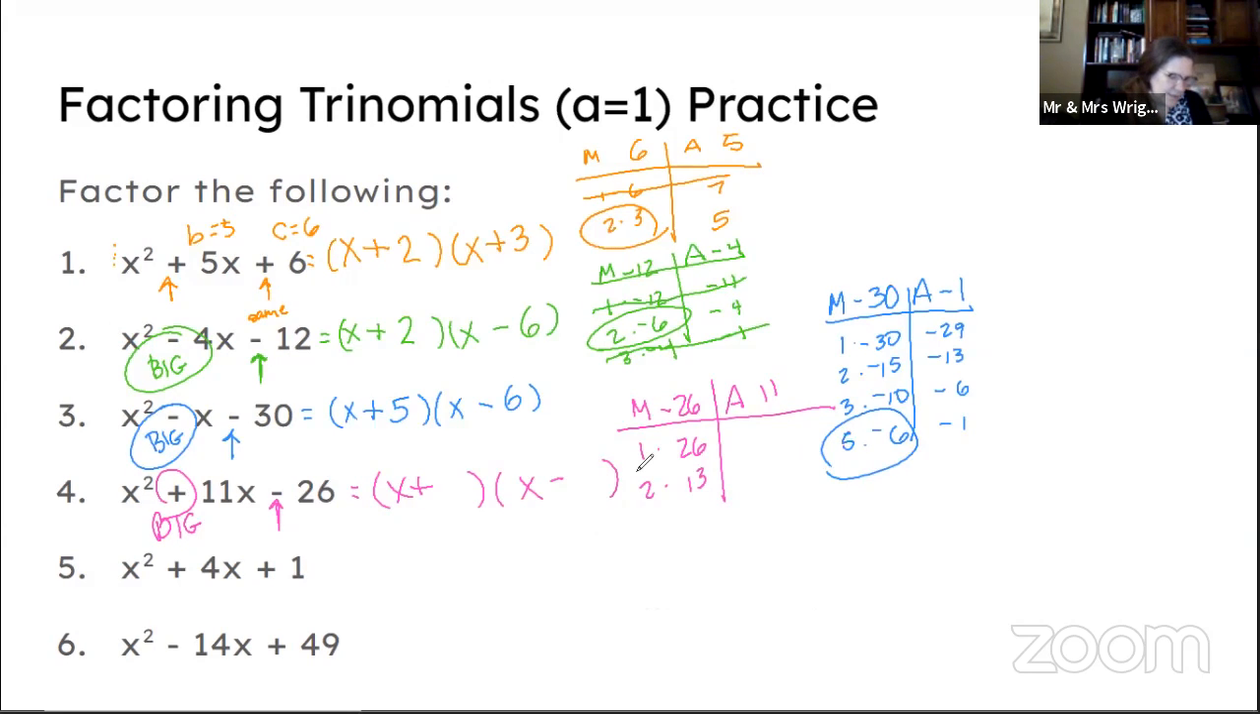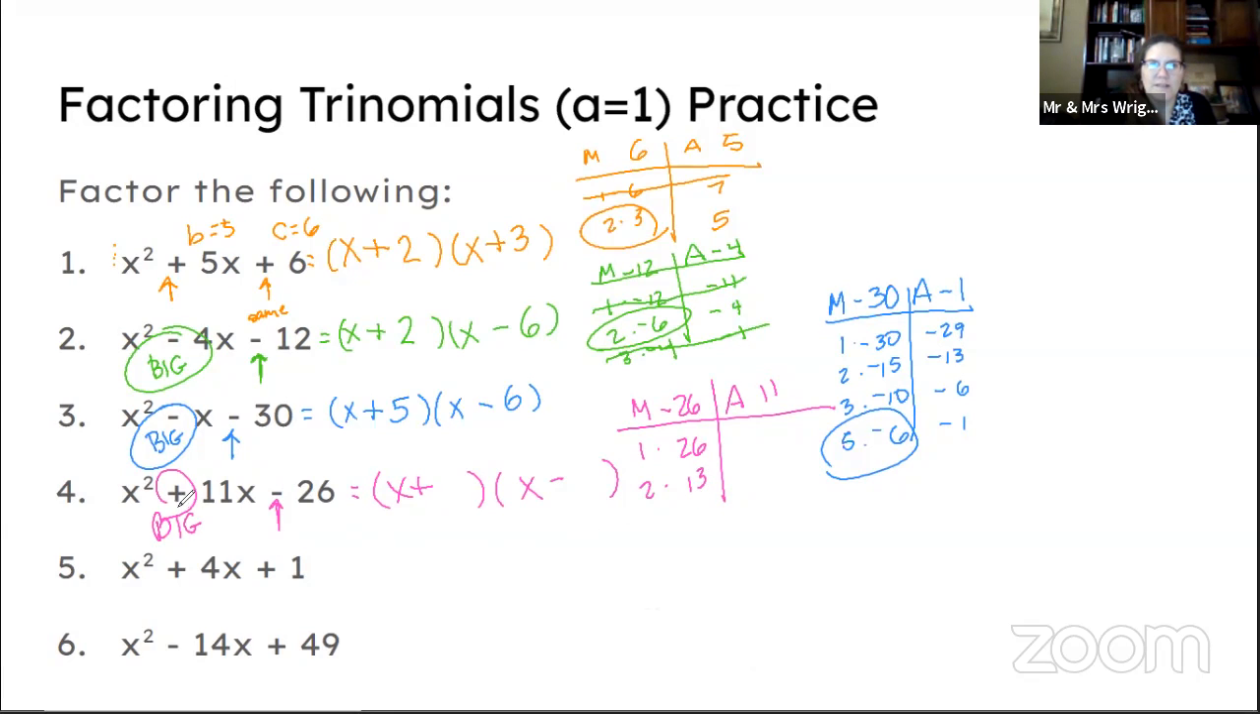Grab my calculator again. 26 divided by 3 is not a whole number. So let's do 26 divided by 4, not a whole number. By 5, not a whole number. By 6, not a whole number. 7, not good. 8, nope. 9, nope. 10, nope. 11, nope. And 12, nope. And then 13, we would start repeating.